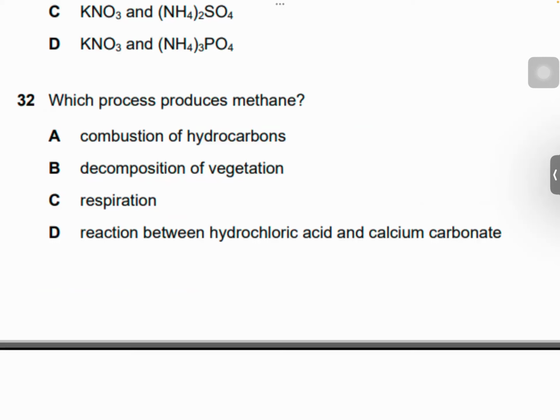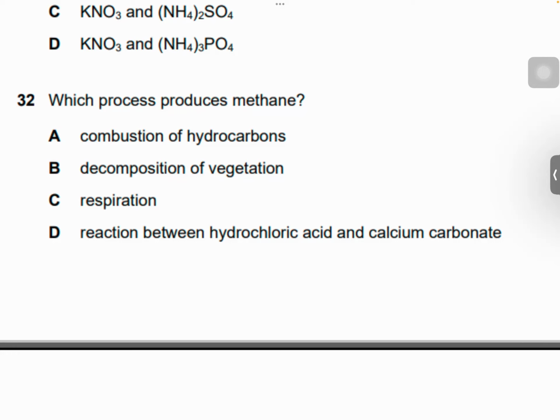Maybe this would be quite tricky for you, because hydrocarbon combustion means the burning of hydrocarbon. Burning always produces CO2 and water. So they are asking about methane, that is CH4. A is completely incorrect.